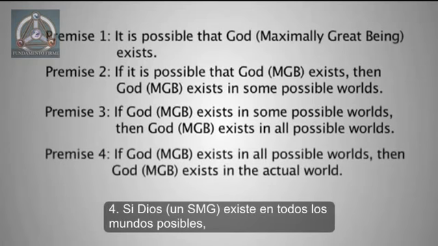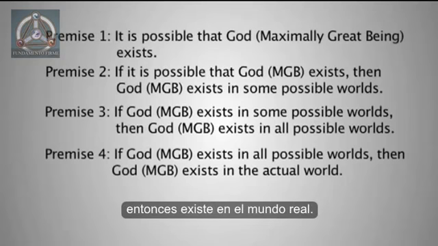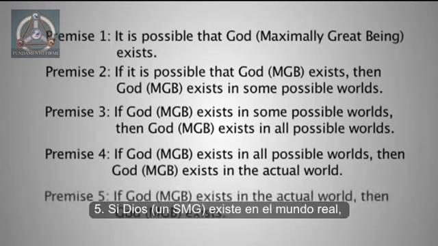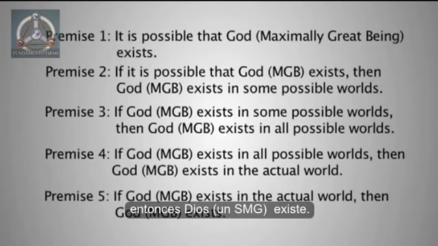Premise 4. If a maximally great being exists in all possible worlds, then a maximally great being exists in the actual world, because the actual world is counted as one of the possible worlds. Premise 5. If a maximally great being exists in the actual world, then a maximally great being exists. And the conclusion is, a maximally great being exists.